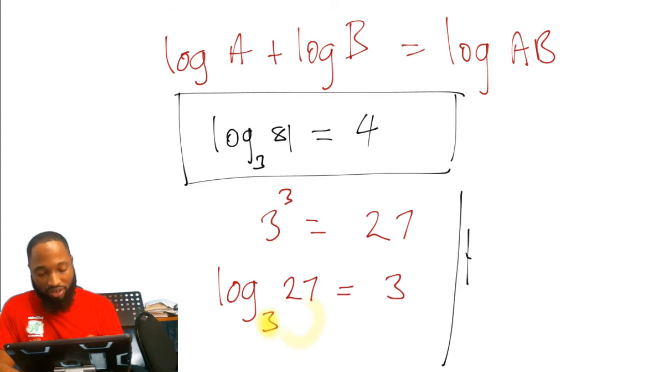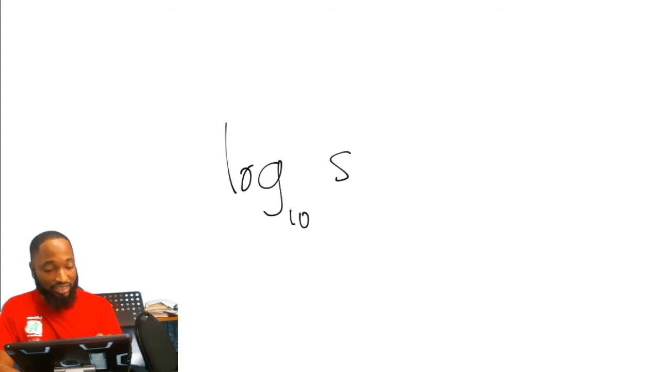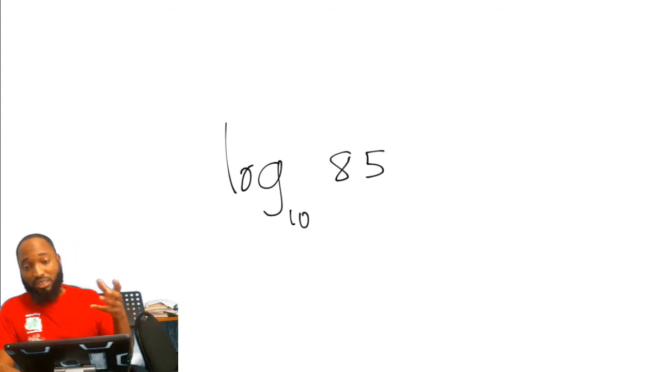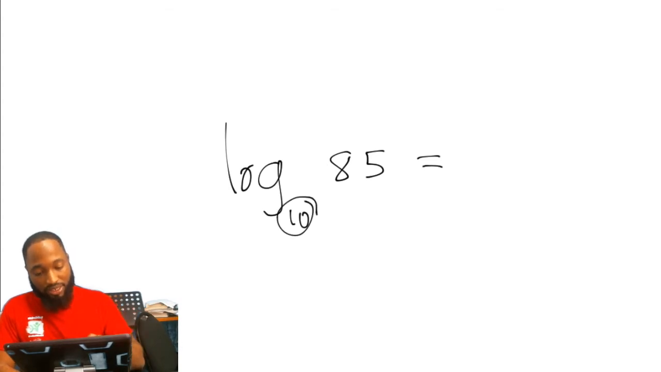So if I have log to the base 10 of 1,000, this is 3, because 10 by 10 by 10 is 1,000. Now, it doesn't need to be whole numbers like that. It can be like log to the base 10 of 85. This will be a number between 1 and 2, because log to the base 10 of 10 is 1, and log to the base 10 of 100 is 2. So this number is between 10 and 100, so this is 1 point something.